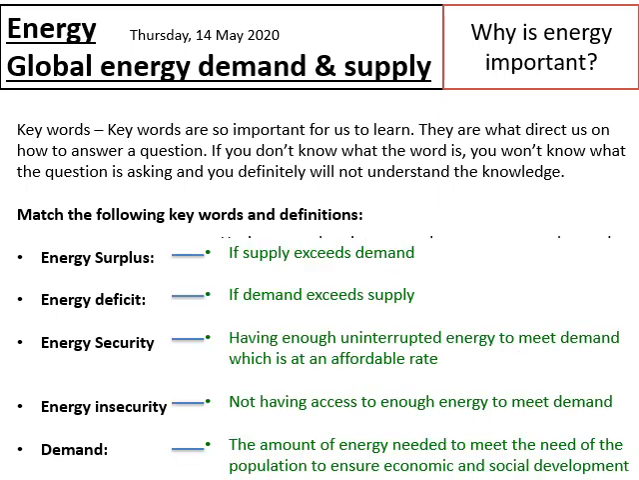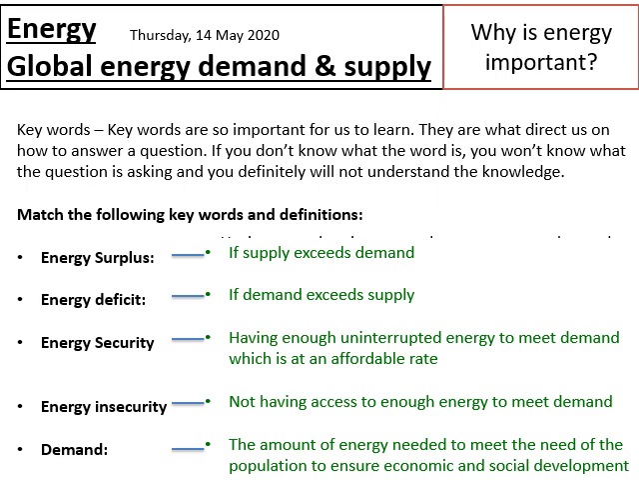Okay, so let's go through some of the answers. Energy surplus. This is if we have energy left over, if supply exceeds demand. So once everyone's used their energy, have we got some left over? Energy deficit is when we haven't got enough energy to meet everyone's demands.